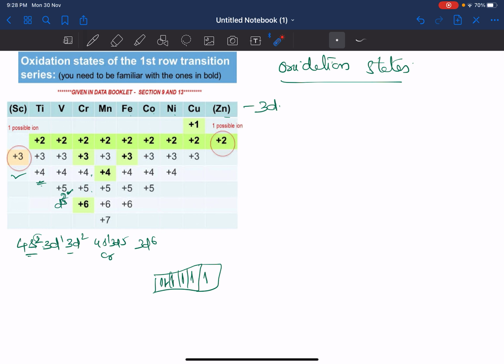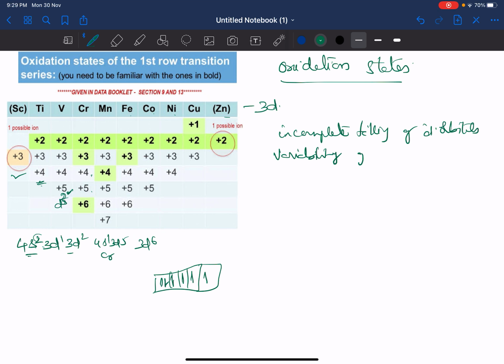The variability of oxidation state is the characteristic property of the transition elements due to the incomplete filling of d orbitals. Due to incomplete filling of the d orbitals, that is the main reason for the variability of oxidation states in the d block elements.